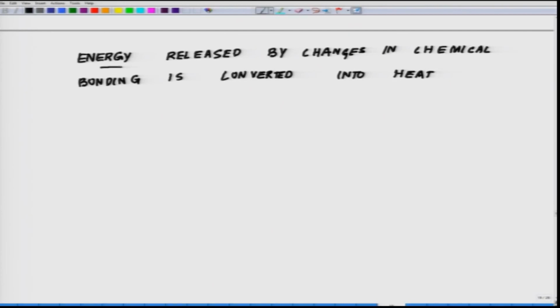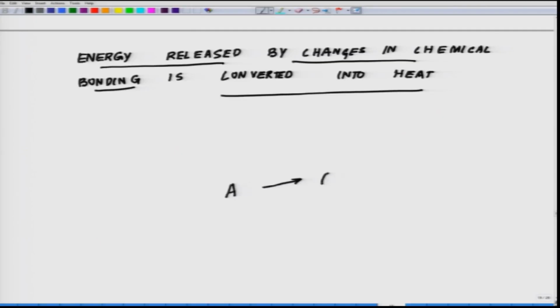So, energy released by changes in chemical bonding is converted into heat. In other words, a molecule A is converted into B. The energy released by the change in the chemical bonding, part of it is liberated as heat. This concept is really essential for us to appreciate, as we will see as we move through.